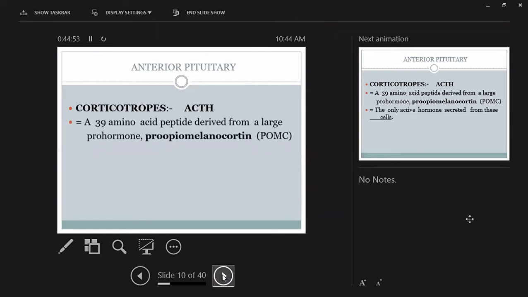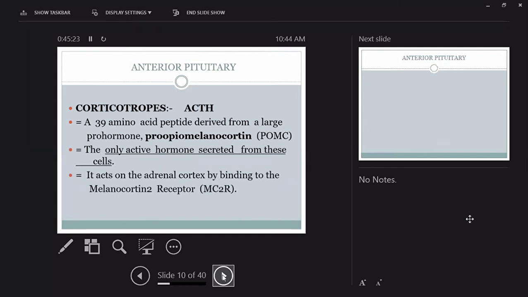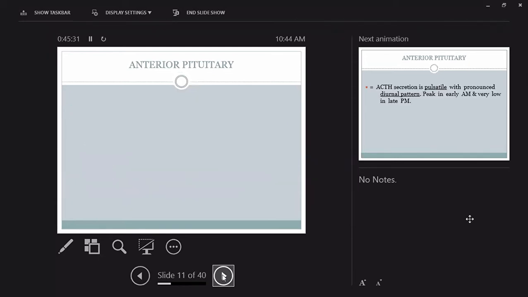Your corticotropes produce adrenocorticotropic hormone, a 39 amino acid peptide derived from pro-opiomelanocortin. Your corticotropes only produce an active ACTH. It acts on the adrenal cortex by binding to the melanocortin 2 receptor, the MC2 receptor.